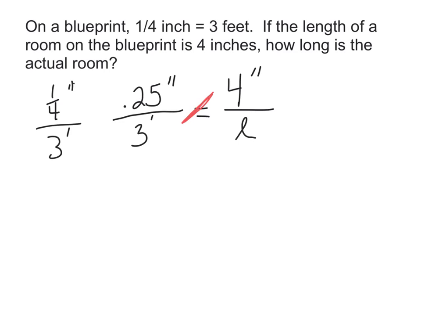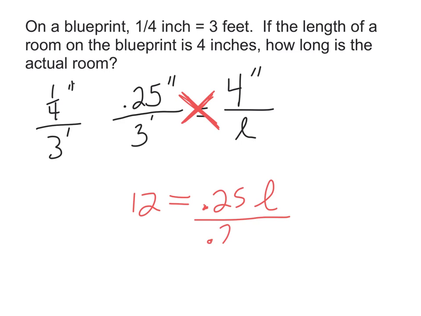And so here again we'll use cross products. So I know that 3 times 4 is 12, and that is going to equal 25 hundredths times L, so 0.25 times L. And now I want to get L by itself, so I have to divide this side by 0.25, or 25 hundredths. And if I do it to one side to keep it equal, I have to do it to the other side. That cancels out. And when I solve 12 divided by 25 hundredths, I'm going to get 48. And I have to make sure I have my label. So it's 48 feet. So L equals 48 feet.